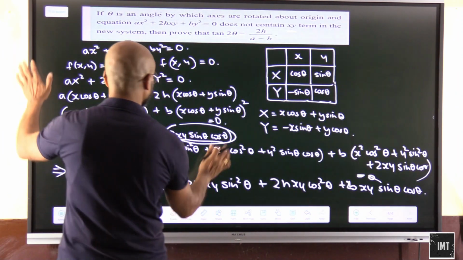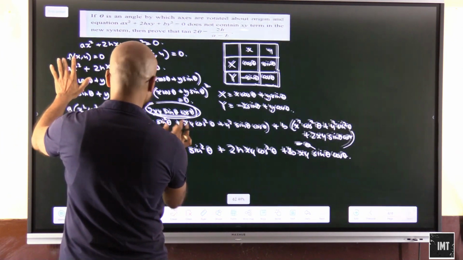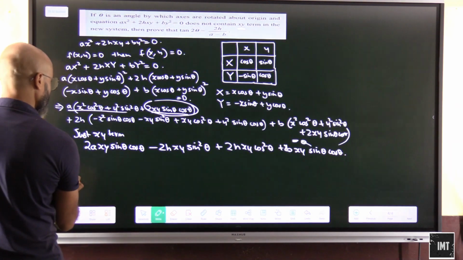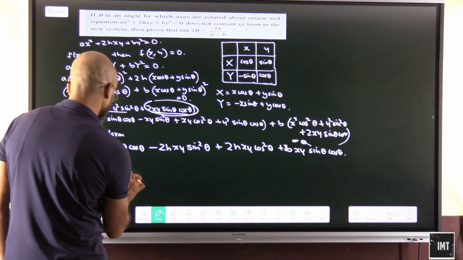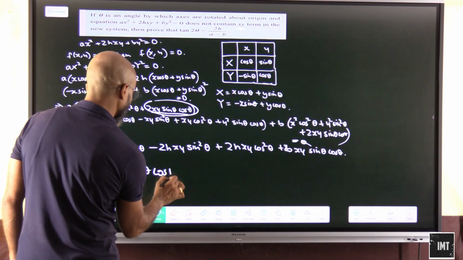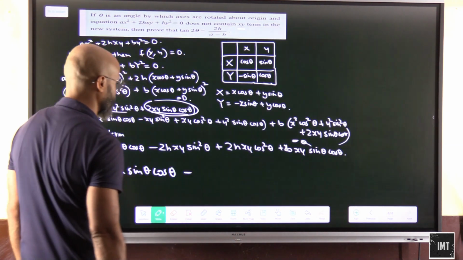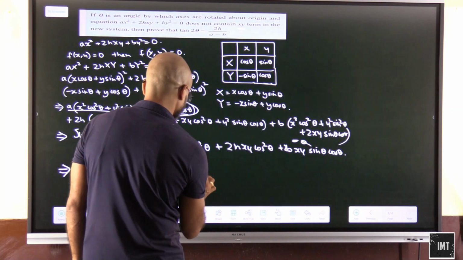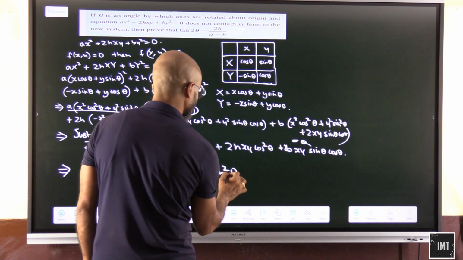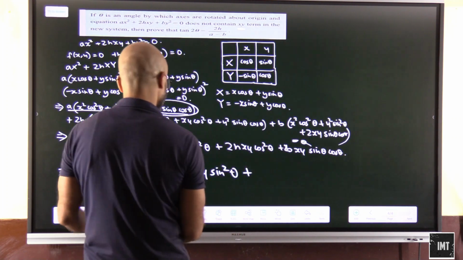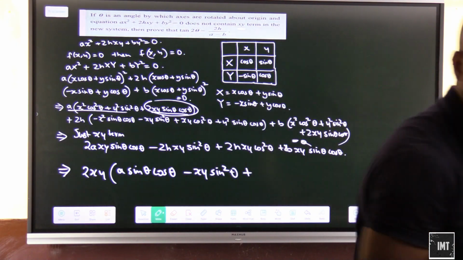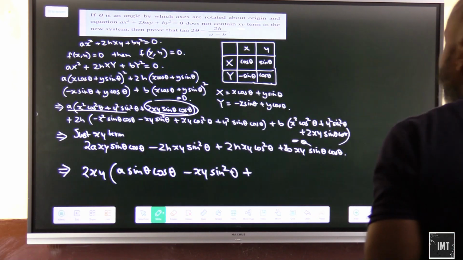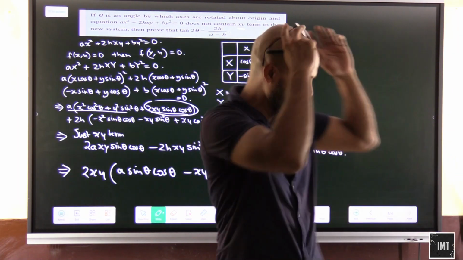Okay, so this entire thing has to be 0, which means if we take out xy as common here, in fact 2xy to be taken out as common, it will be a sin theta cos theta minus xy sin square theta, plus... let me just check here, one second. Okay, so we were supposedly making a small mistake here.